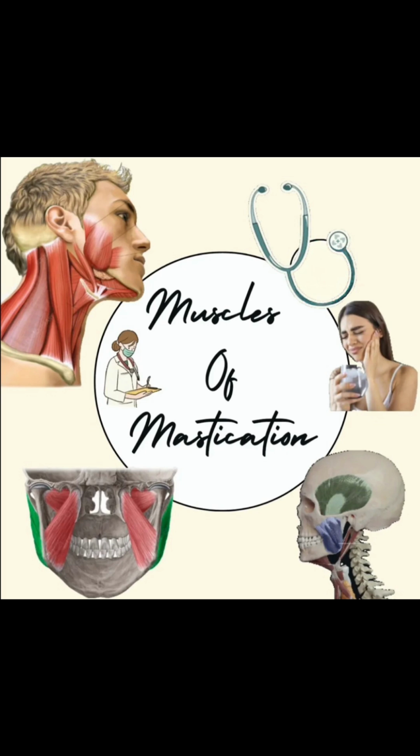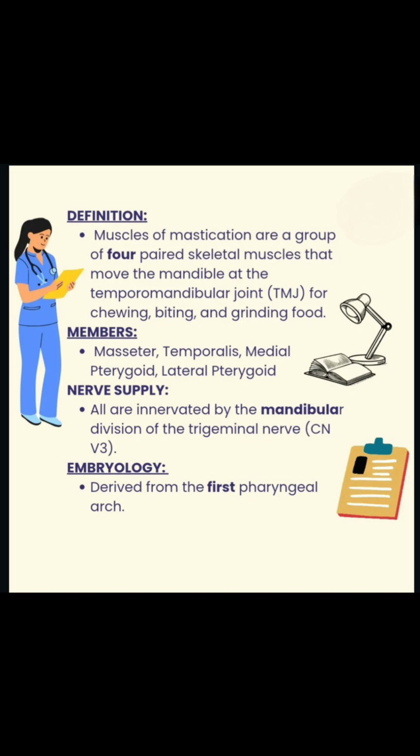What basically are the muscles of mastication? They are the muscles present in our oral cavity, and they help us to bite our food, chew our food, and provide ease in mastication and digestion of the food. They are a group of four paired skeletal muscles that move the mandible at the TMJ, or the temporomandibular joint, for chewing, biting, and grinding our food.